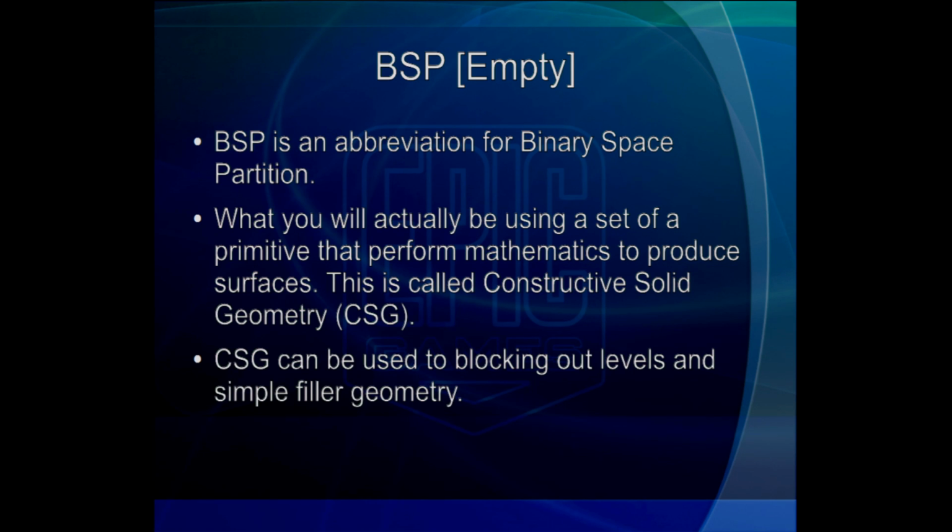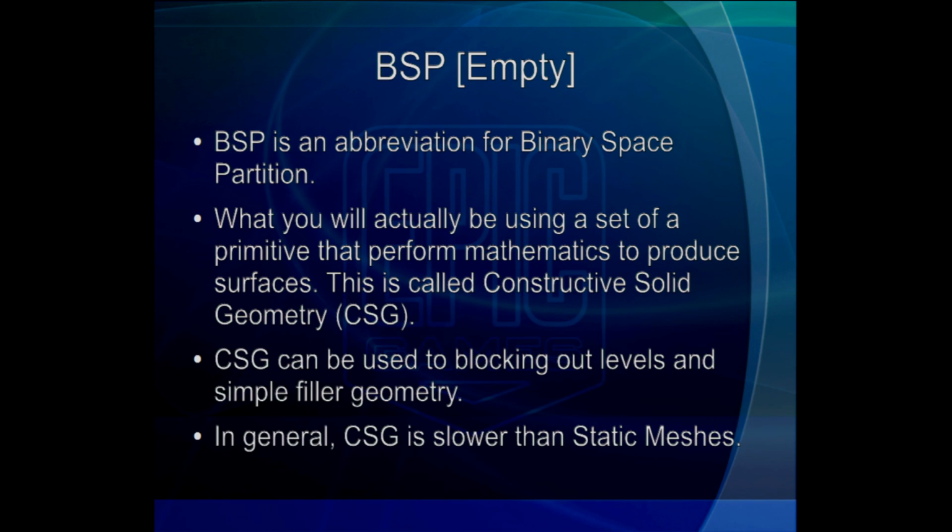So BSP is really, really fast. But in general, CSG is slower to render than static meshes. It's just due to the way that they work. I won't go too much into technical details, but that's the reason why we're not using constructive solid geometry for everything in the world these days. It's just slower to render.